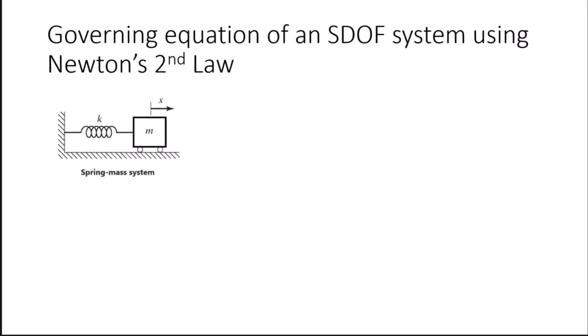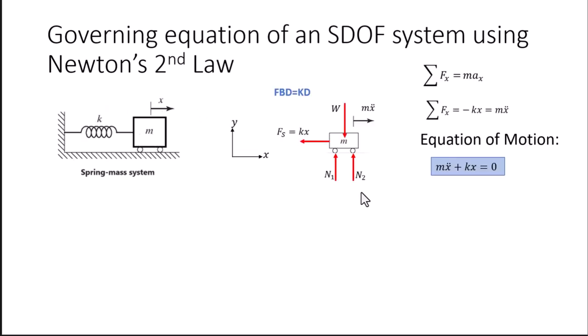Let's now determine the equation that governs a single degree of freedom system using Newton's second law. This is the simplest system that we will have, which is a mass and a spring. We draw the free body diagram and make it equal to the kinetic diagram because we want all the external forces to be equal to mass times acceleration. The external forces are the spring force, which is always opposite to the motion. So if we assume a motion to the right, our spring force goes to the left. And then we have the weight and the two normals.